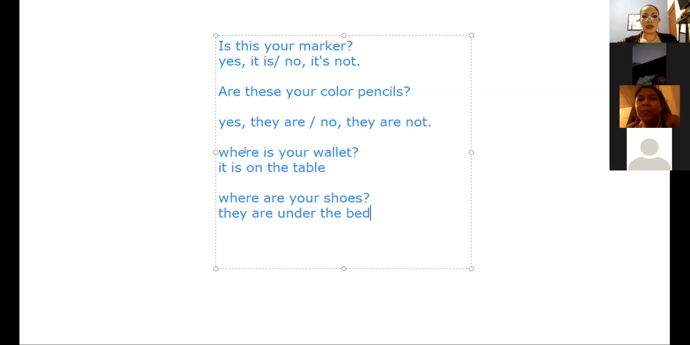Vean la diferencia aquí. Where is? ¿Dónde está tu billetera? Contestamos it is. Where are? Contestamos they are.